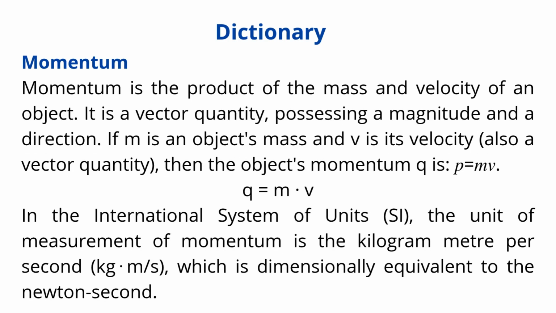Momentum is the product of the mass and velocity of an object. It is a vector quantity possessing a magnitude and a direction. If m is an object's mass and v its velocity, then the object's momentum p is equal to m times v. In the International System of Units (SI), the unit of measurement of momentum is the kilogram meter per second, which is dimensionally equivalent to the newton second.